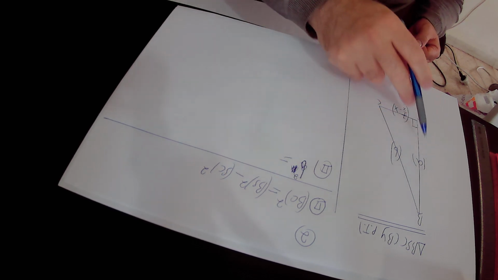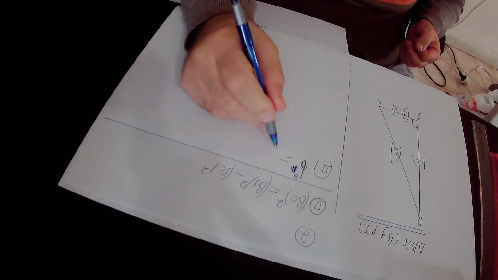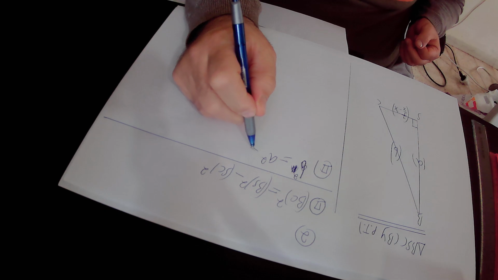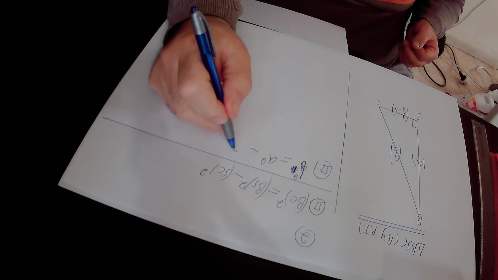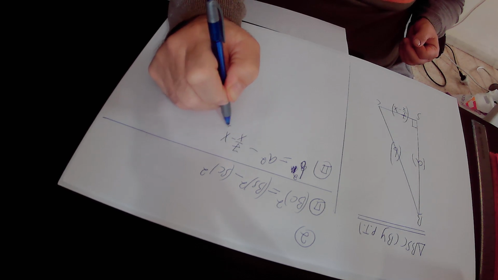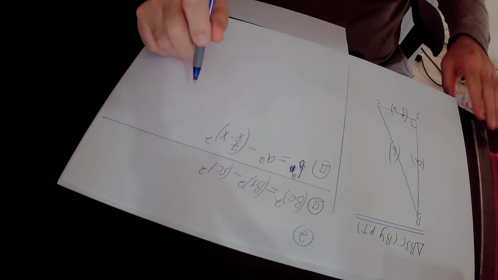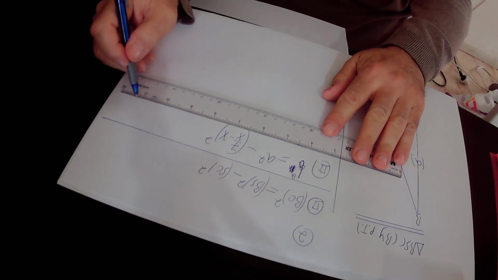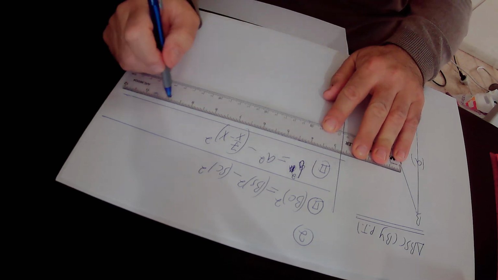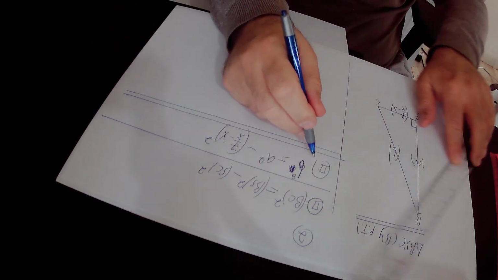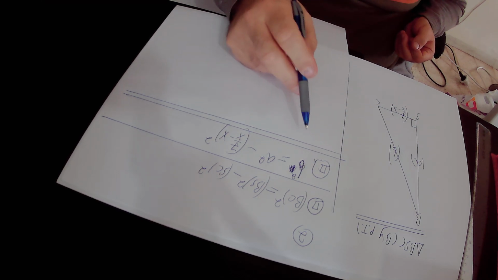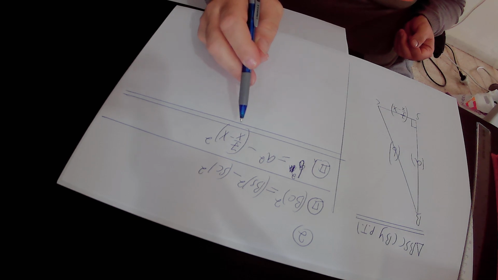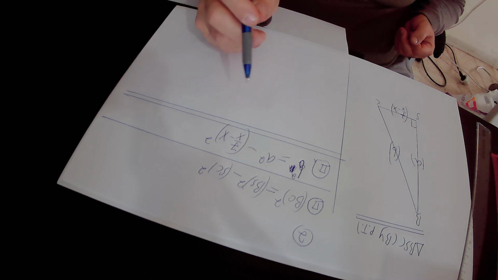And it equals BS square. BS is A, therefore BS square is A square, minus SC square. SC is 7 over X minus X, therefore SC square is (7 over X minus X) square. So according to equation 2, B square equals A square minus (7 over X minus X) square.